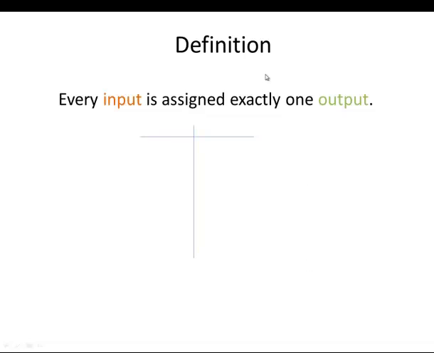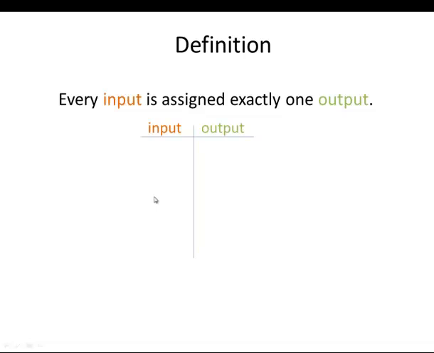So we have some definitions that you need to make sure that you have written down. You also need to know that every input is assigned exactly one output. So we have this T-chart for input and output. We have different words for input and we have different words for output. They mean the same thing.